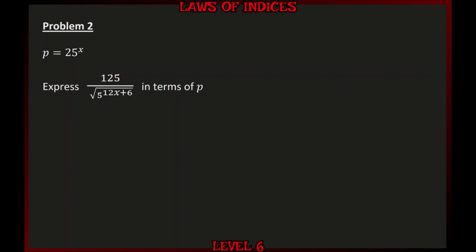To start, we need to rewrite the numerator and the denominator as a power of the same number. And we can see here that 125 and 5 can both be written as powers of 5. So starting with the numerator, we can rewrite this as 5 to the power of 3, because 5 times 5 times 5 is 125. And our denominator remains as the square root of 5 to the power of 12x plus 6.